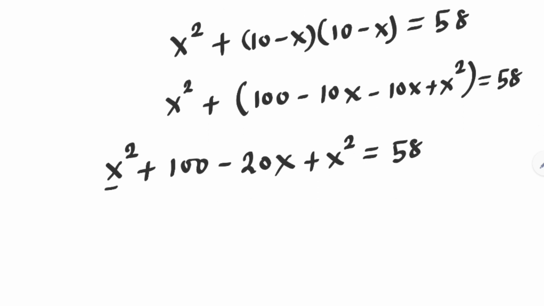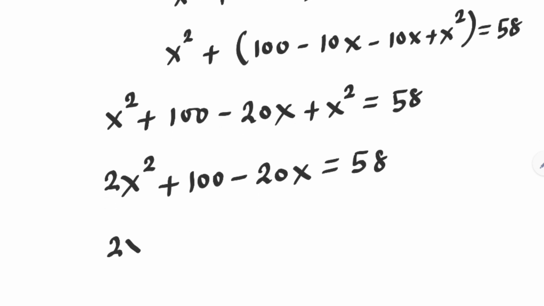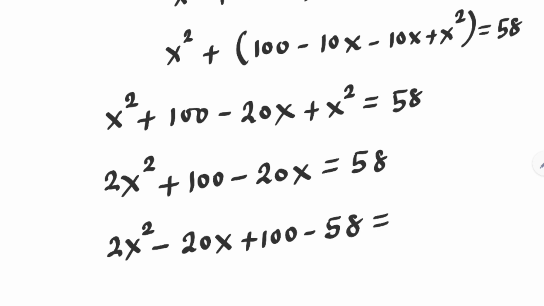Here we have x square here and x square here. This x square plus x square will give 2x square, plus 100 minus 20x is equal to 58. Here we have 2x square minus 20x plus 100 minus 58 is equal to 0.